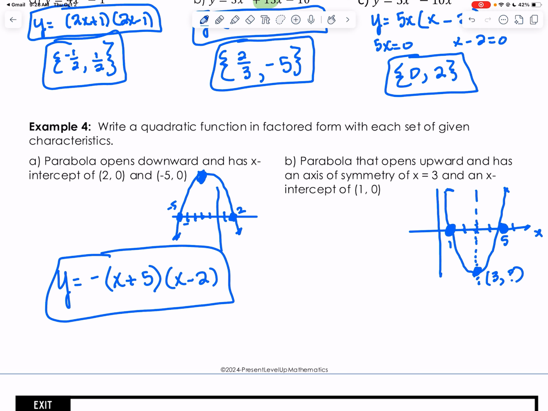So, to write my function, I'm just going to take that first 0, which was positive 1. So my first parenthesis would be x minus 1. My second 0 was at positive 5. So my second parenthesis would be x minus 5. And there's my factored form. And that concludes today's lesson, a review of solving quadratic equations by factoring.